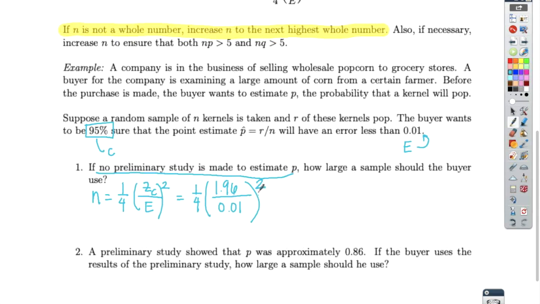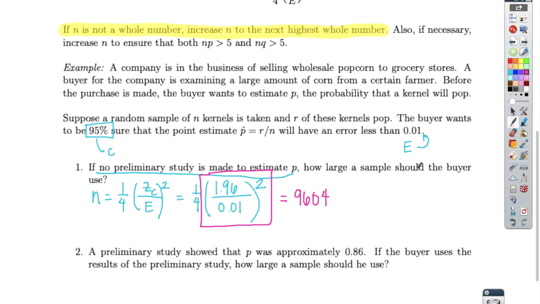Now, be careful how you put this into your calculator. You do want to use parentheses around this part to make sure that you are only squaring this quantity and not the entire thing. When I throw that into my calculator, I think this one is going to come out to be a whole number. So 1.96 divided by 0.01, square that, and then multiply it all by 1/4. This one actually comes out to be a whole number as it is, so there's no need to increase it to the next highest whole number.